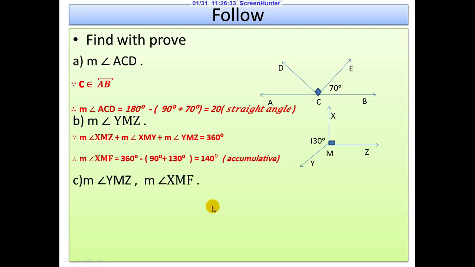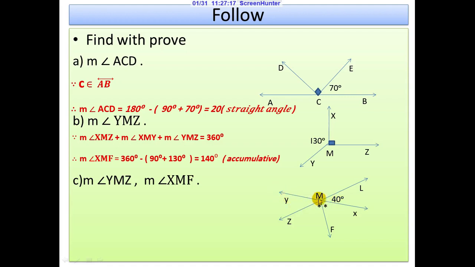Letter C. In this shape, he gave me here LZ straight line intersect with YX at point M, and he gave me XML equal 40 degree, and he gave me MF bisect the angle XMZ like that. He asked me to find measure of angle YMZ, this angle, and the second one measure of angle XMF, this angle. First one, by using the two intersecting straight lines, we know we have here two vertically opposite angles.